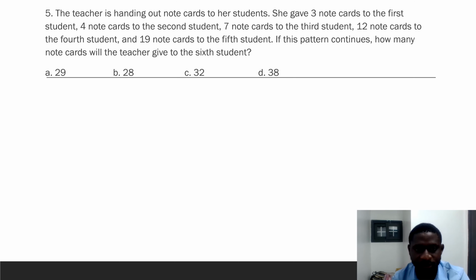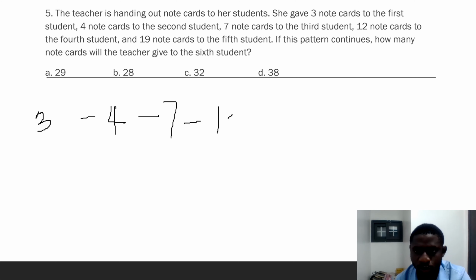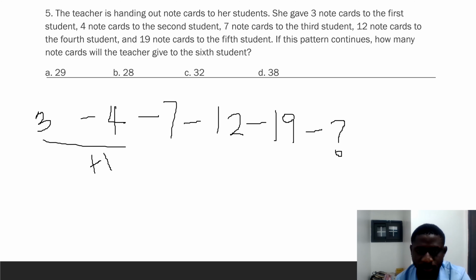Number 5. Now, a teacher is handing out note cards to her students. She gives 3 to the first, 4 to the second, 7 to the third, 12 to the fourth, 19 to the fifth. Now, if this continues, how many would she give to the sixth student? So we have 3 to 4, that is plus 1.